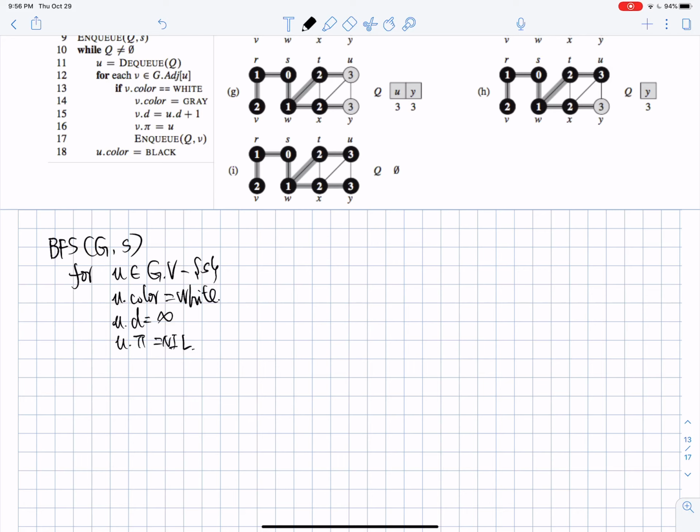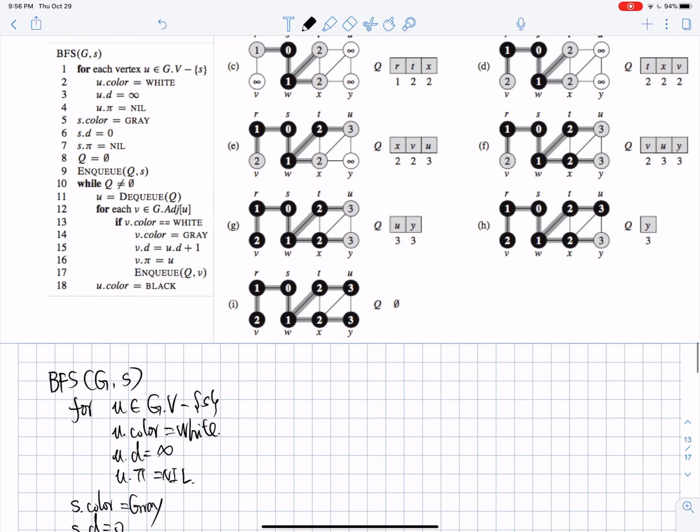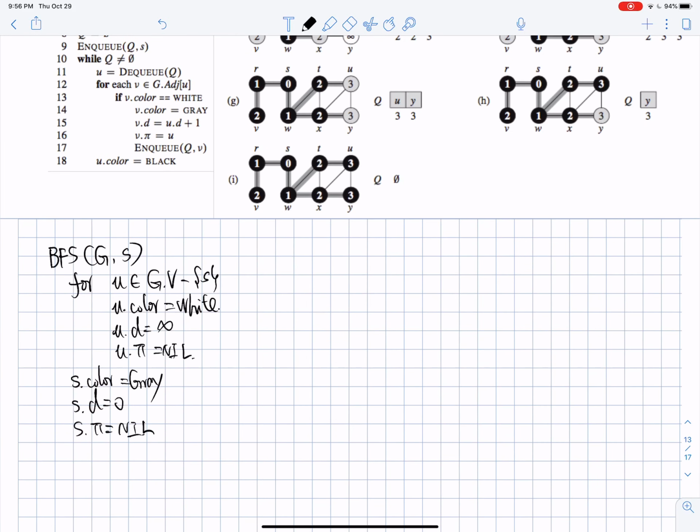And so after this for loop, for the source node, we give it a gray color, and we set its distance as 0, and we set its parent as nil. Okay, so this is the first part of the code and pseudocode, and I'm going to use one example on the right hand side to explain it.